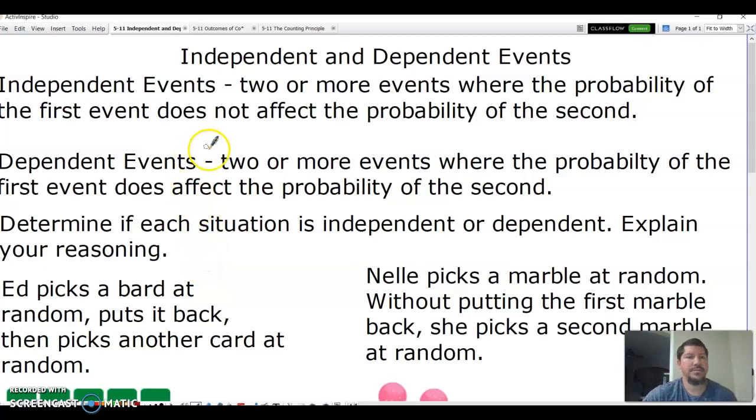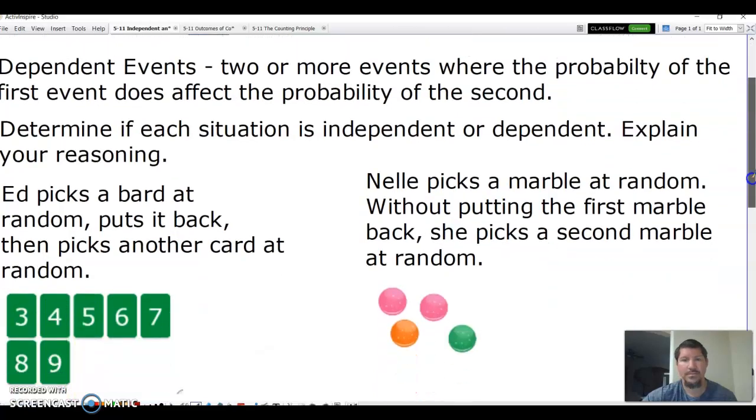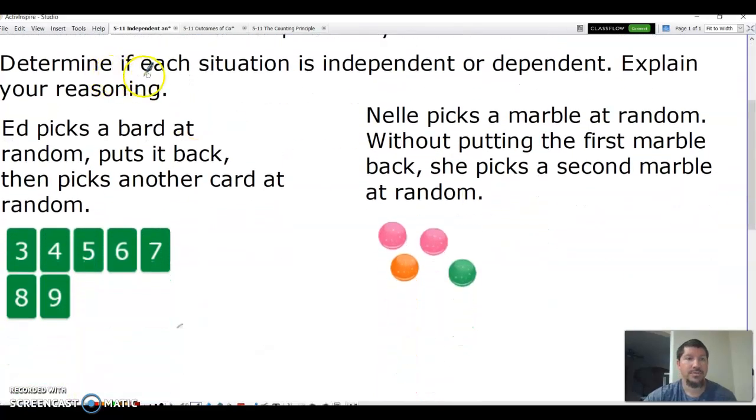Alright guys, so in this video we're going to be looking at independent and dependent events. Independent events are two or more events where the probability of the first does not affect the probability of the second. Dependent events, well, that's the opposite. That's two or more events where the probability of the first, or each one prior to the last one, does affect the second probability. So we want to determine if each situation is independent or dependent. Explain your reasoning.